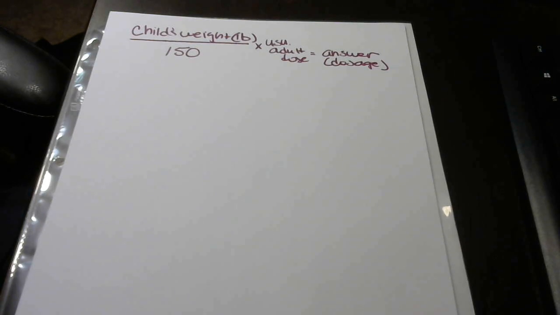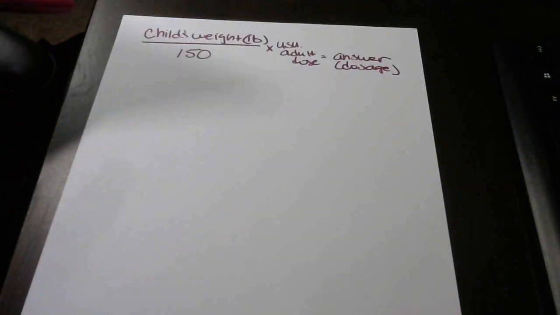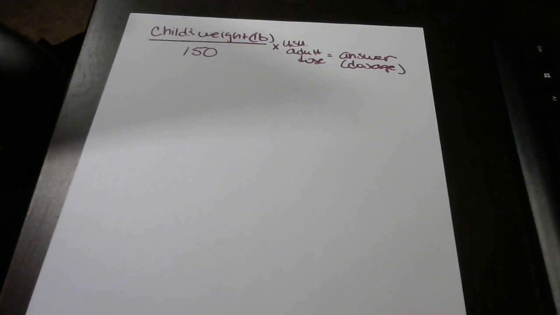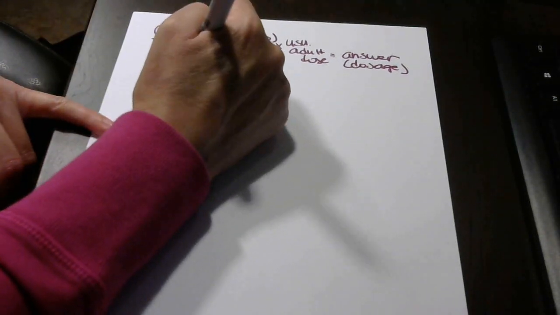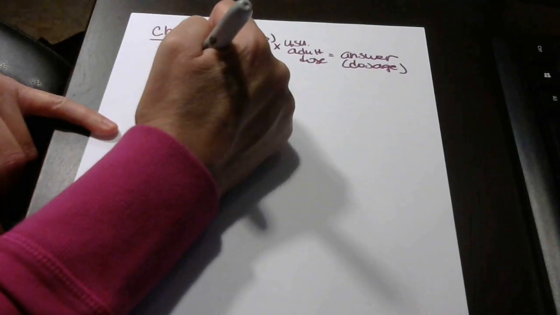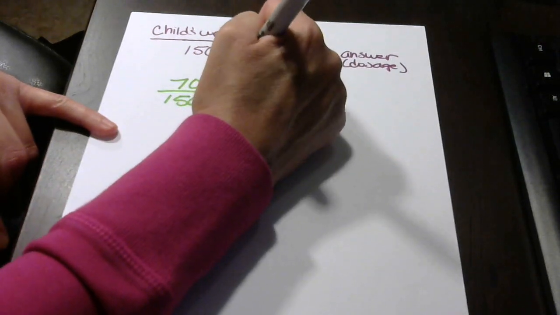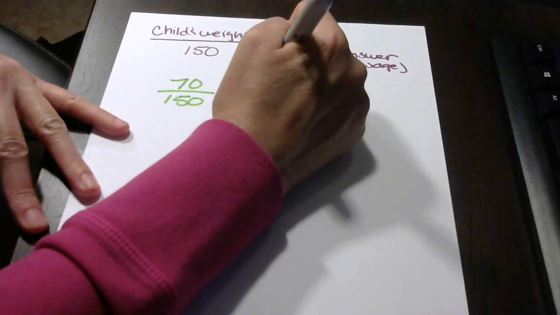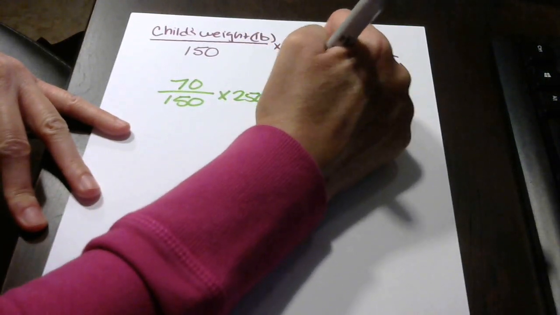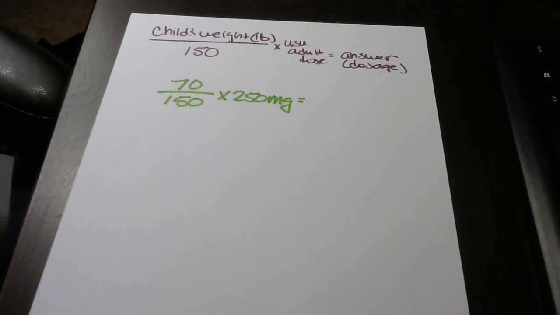So let's go ahead and try out one of the sample problems that she gave us. I am just using this worksheet. This was the practice problems for Clark's rule. So I'm going to look at number 3 on this worksheet. This one said the child's weight in pounds is 70. So we put 70, always over 150, times the usual adult dose, in this case 250 milligrams, and then we're going to do our math.